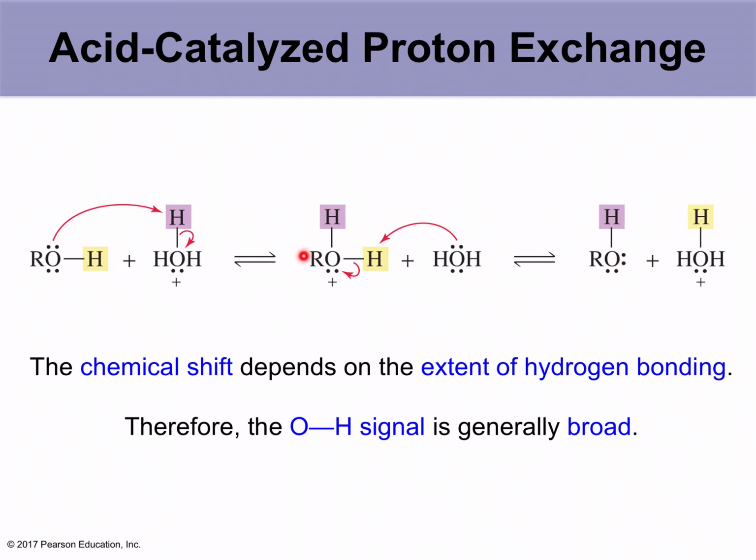Okay, so in the presence of the acid you can see hydrogen exchange. It's not going to be in one place, and due to that the NMR signal will not be able to identify exactly what this hydrogen is doing. Because of that, that hydrogen will not be available for the neighboring hydrogens to split, and this will also come as a broader peak. The chemical shift depends on the extent of hydrogen bonding. Therefore, the oxygen-hydrogen signal is generally broad.